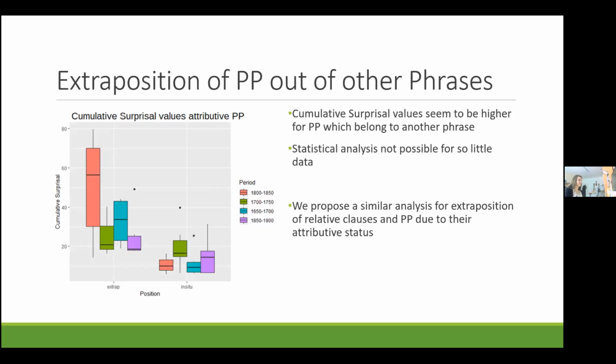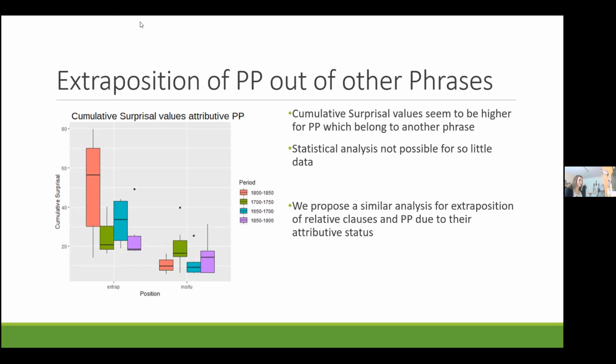Again, we have a graph, and again, this looks as if there was some difference in the surprisal value, which could be significant. We don't know it because doing statistics on 22 examples does not lead to very useful results. But still, we propose a similar analysis for the extraposition of relative clauses and prepositional phrases. And this is what will be presented by Augustin.